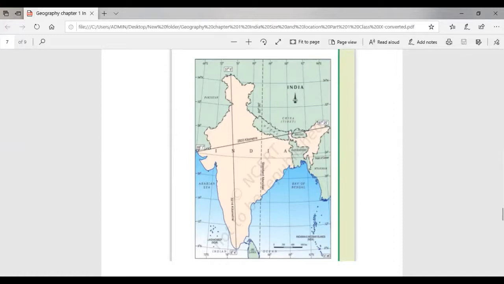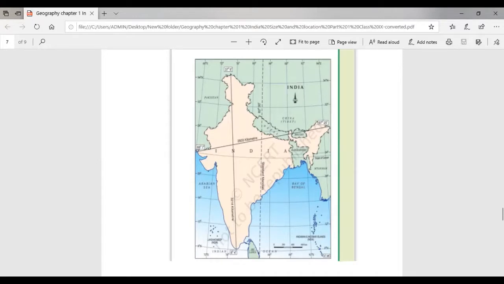India is the seventh largest country in the world by its size, and the largest country in the world by size is Russia. Then we learned about India's land boundary, as well as India's coastline length. India's land boundary is about 15,200 kilometers, and the total length of India's coastline is 7,516.6 kilometers. That includes the Andaman and Nicobar and Lakshadweep Islands.